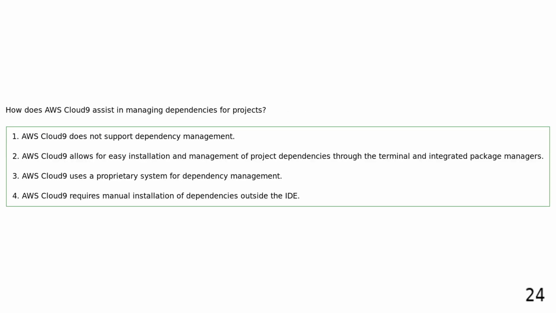How does AWS Cloud9 assist in managing dependencies for projects? AWS Cloud9 does not support dependency management. AWS Cloud9 allows for easy installation and management of project dependencies through the terminal and integrated package managers. AWS Cloud9 uses a proprietary system for dependency management. AWS Cloud9 requires manual installation of dependencies outside the IDE.